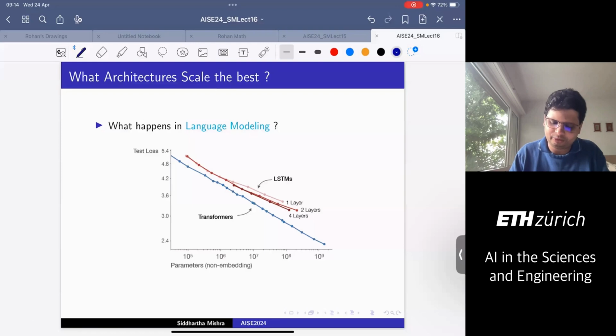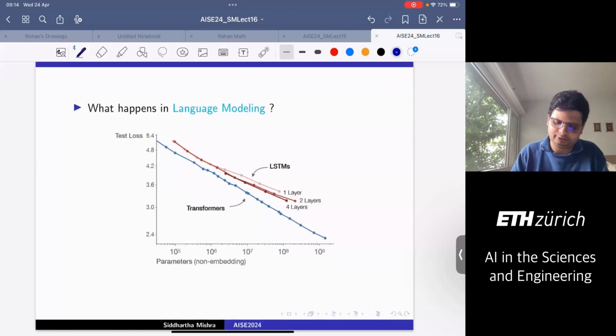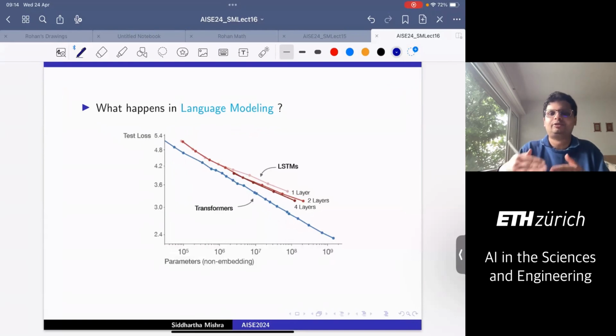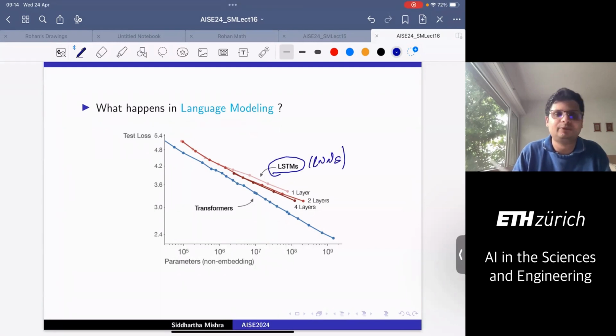The idea of Kaplan et al. was the following. Language is also somehow a recurrent task. Let's say that LSTMs and RNNs were state of the art in 2017, 2018, and so on. This is the loss, and this is how things scale with respect to model size, with respect to data, and so on. They observed that LSTMs scaled, but very slowly, and they saturated very, very quickly. And the architecture that managed to beat this was transformers.